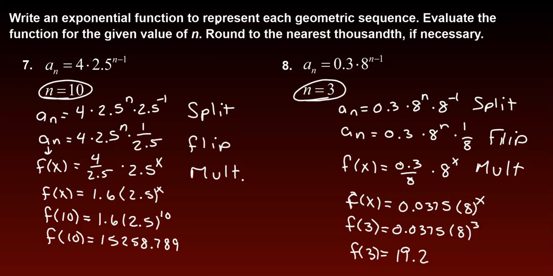And with that, that's how you write exponential functions to represent geometric sequences, and then evaluate a given value of n and round it to the nearest thousandths place.